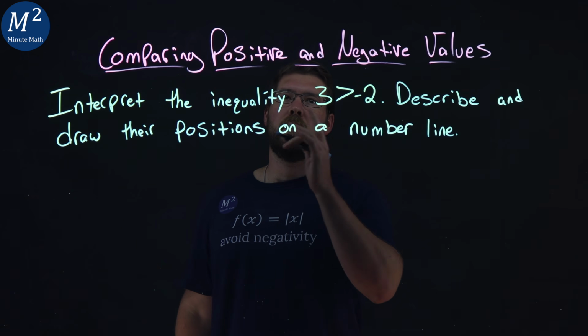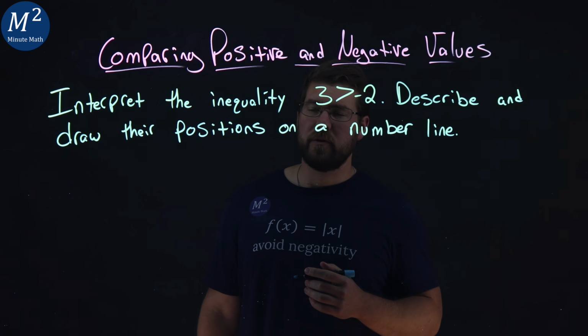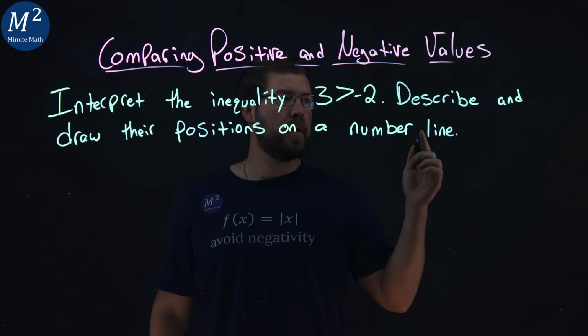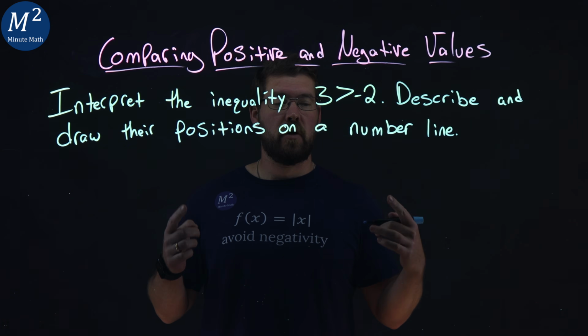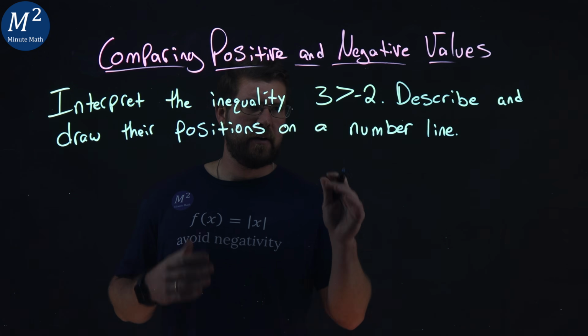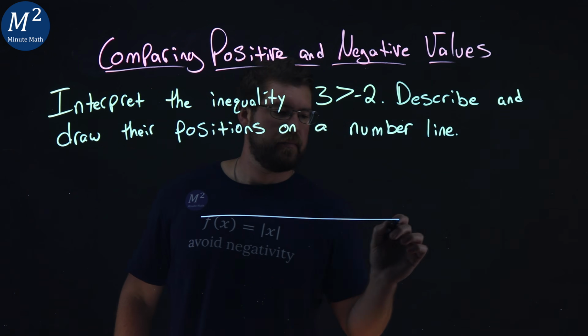Let's learn about comparing positive and negative values. Interpret the inequality 3 is greater than negative 2. Describe and draw the positions on a number line. Let's draw the number line here that has 3 and negative 2 on it.